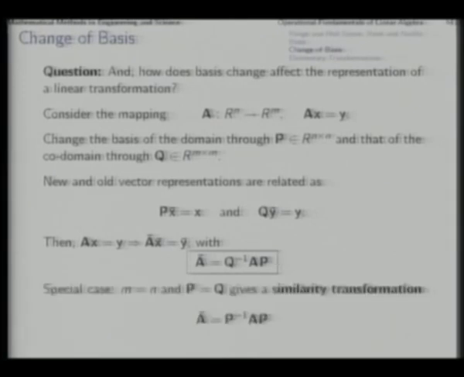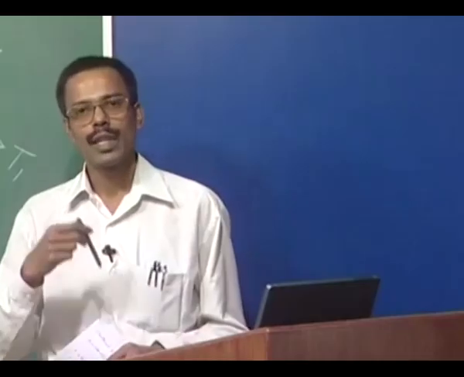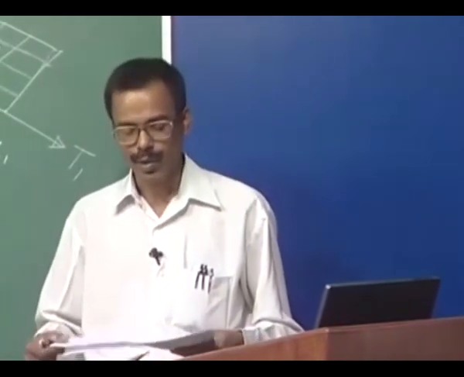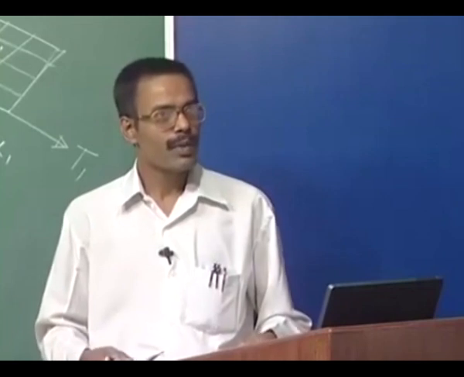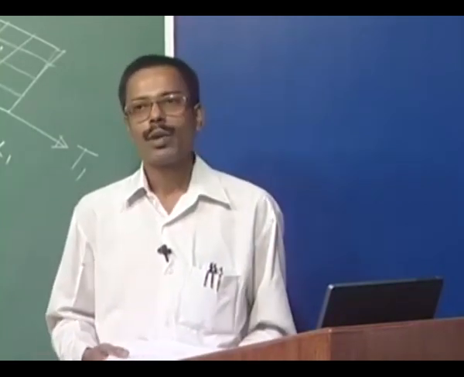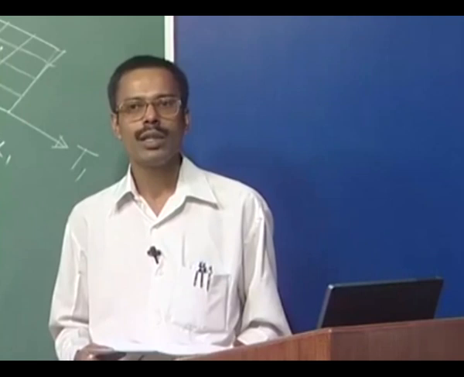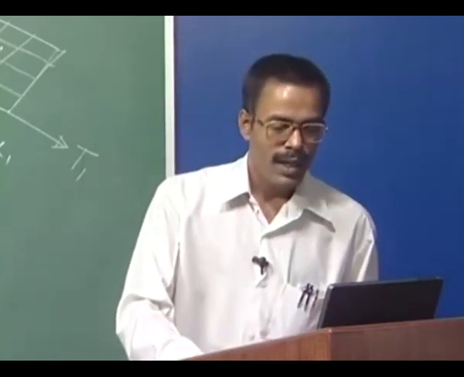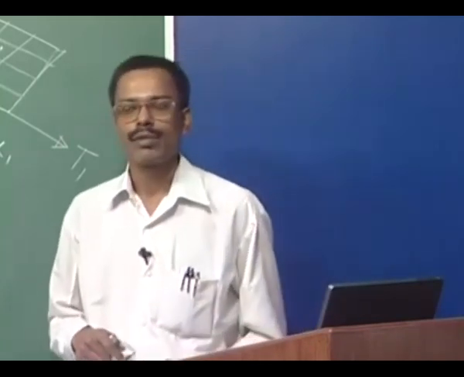In the special case where the mapping is from R n to R n itself, we have m equal to n and P equal to Q. This gives us what is called a similarity transformation. This is a topic to which we will devote ample time later when we discuss the matrix eigenvalue problem or the algebraic eigenvalue problem. Before that, in this lecture, we consider one more important topic which will be very crucial in our discussion of systems of linear equations, and that topic is elementary transformations.